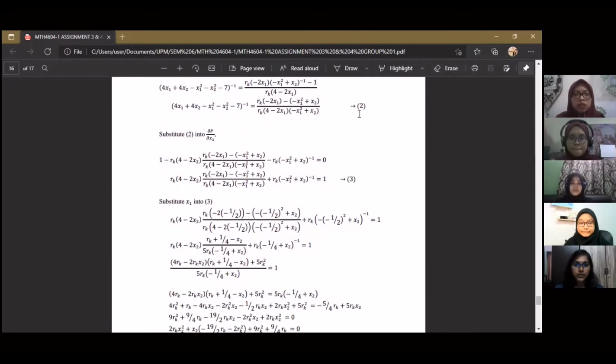Then substitute equation 2 into dP/dx2. We get 1 minus rk (4 minus 2x2) rk (minus 2x1)(negative x1 square plus x2) over rk (4 minus 2x1)(negative x1 square plus x2) minus rk (negative x1 square plus x2) power of negative 1 equal to 0. Then we take the 1 to the other side, so we get the equation number 3.